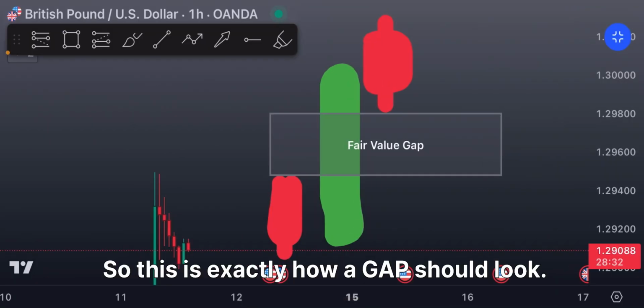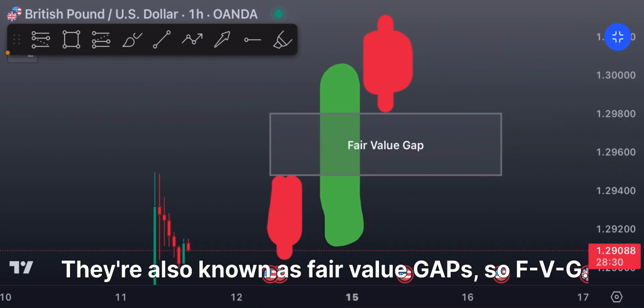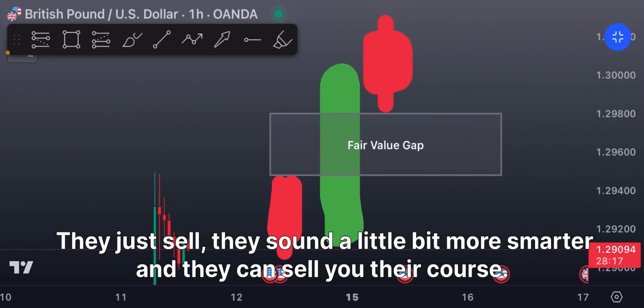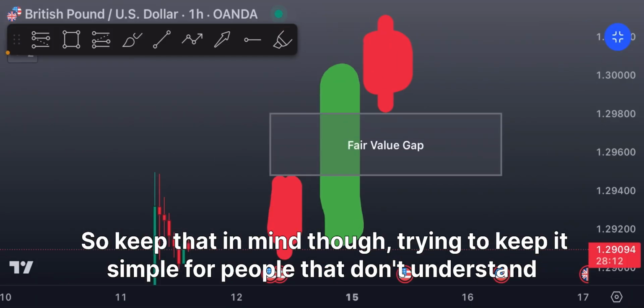So this is exactly how a gap should look. They're also known as fair value gaps, so FVG. You don't really need to remember every single term. It's just so they sound a little bit smarter and they can sell you their course. So keep that in mind though. Trying to keep it simple for people that don't understand this.